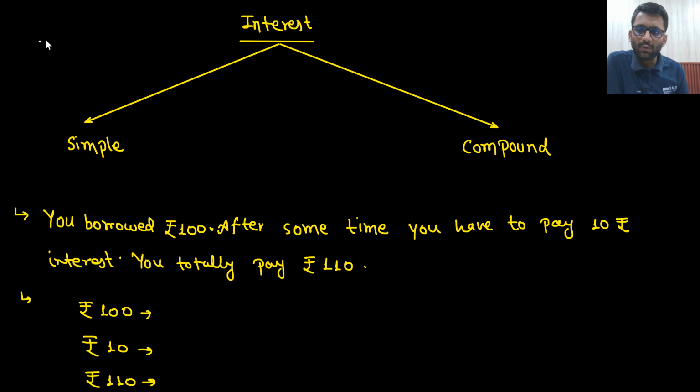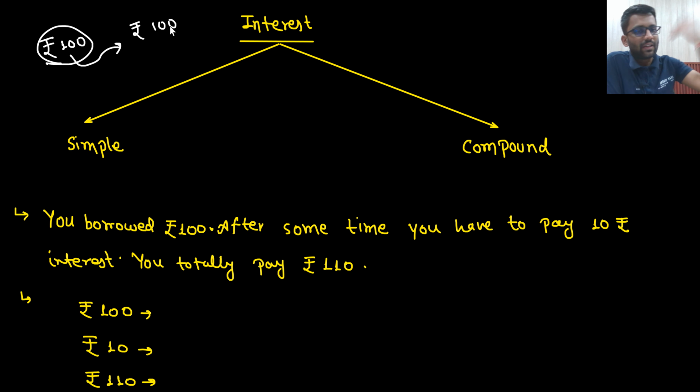Let's say I give you 100 rupees, and you say that you can return these rupees after 1 year. So after 1 year you are giving me 100 rupees only. I gave you 100 rupees, and after 1 year you are giving me 100 rupees only. So what is the benefit to me? No benefit. That's why I will give you this amount of money at some interest rate.